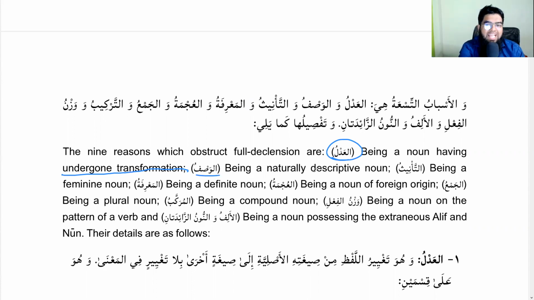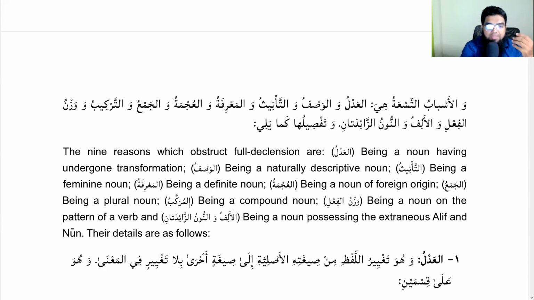Al wasfu, being naturally descriptive, like describing "I'm tired" and so on. And then the third is ta'anith. The third reason is being a female noun. Wal ma'rifatu, being a definite noun, ma'rifa, not nakira. Wal ujma, being a noun of foreign origin. Al jam'u, being a plural noun. At tarkibu, being a compound noun. So we'll learn later on, any two conditions which mix and match, it becomes a diptote.